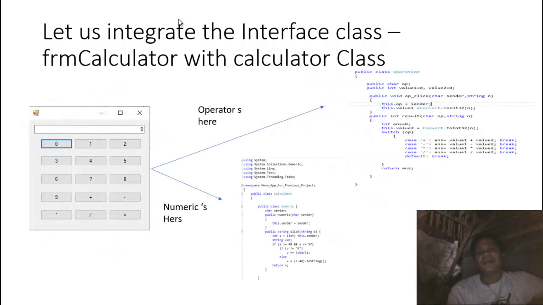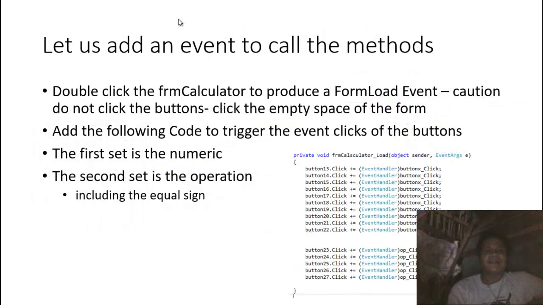Let us integrate the interface class frmCalculator with the calculator class. Let us add an event to call the methods. Double-click the frmCalculator to produce a form load event. Caution: do not click the buttons, click the empty space of the form. Add the following code to trigger the event clicks of the button.